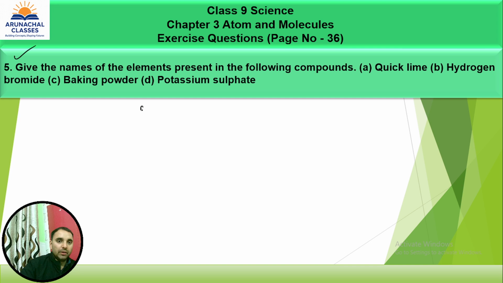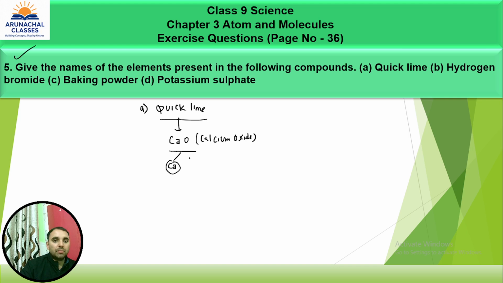Here we have the first one, quicklime. Quicklime is a common name for calcium oxide. And here are the elements which are present: calcium and oxygen. These two elements are present in this particular compound.